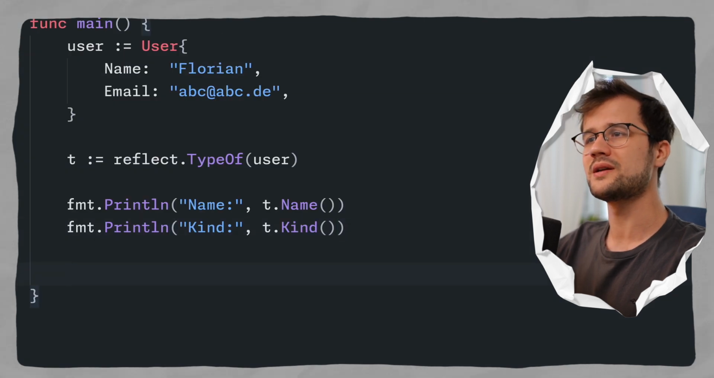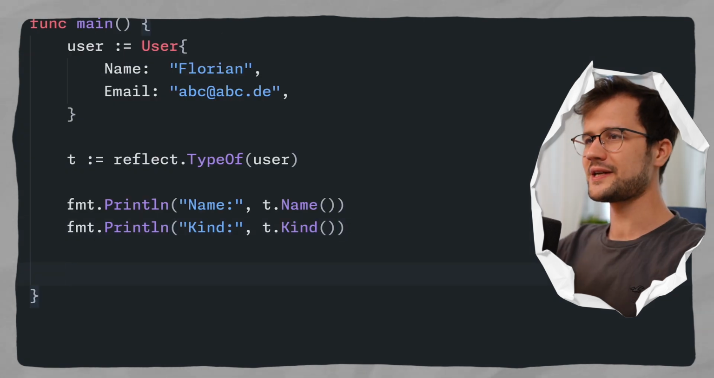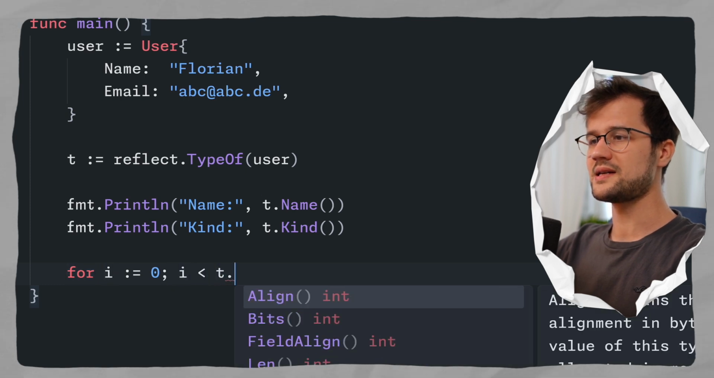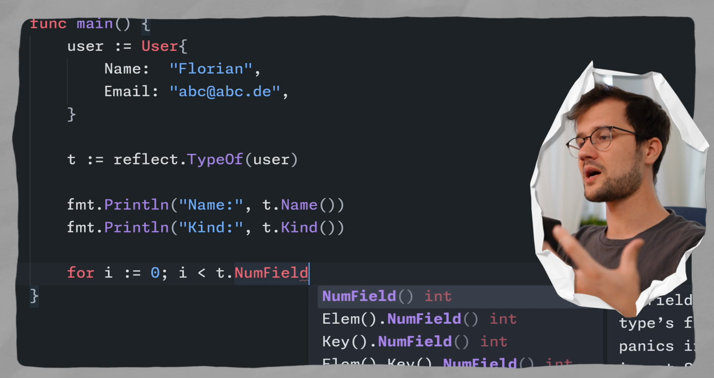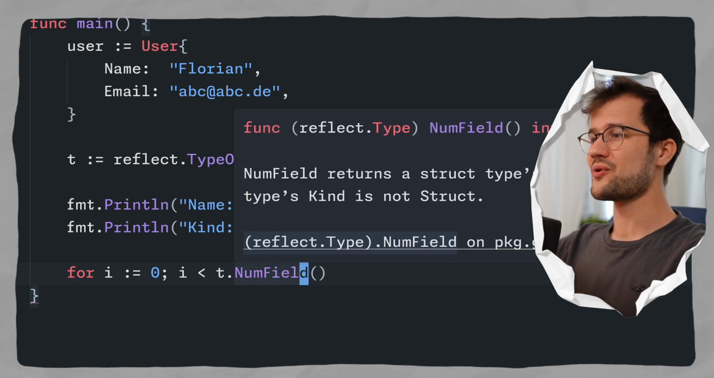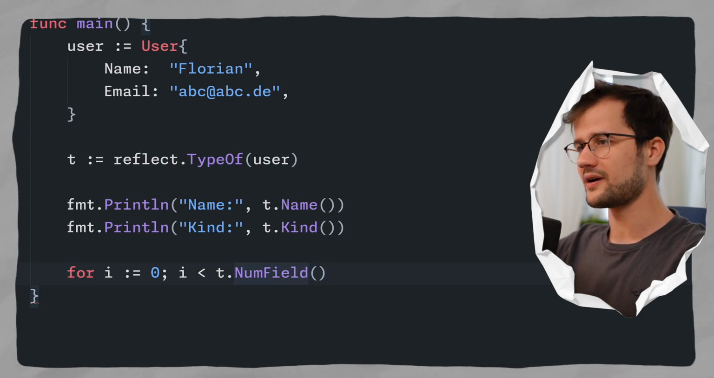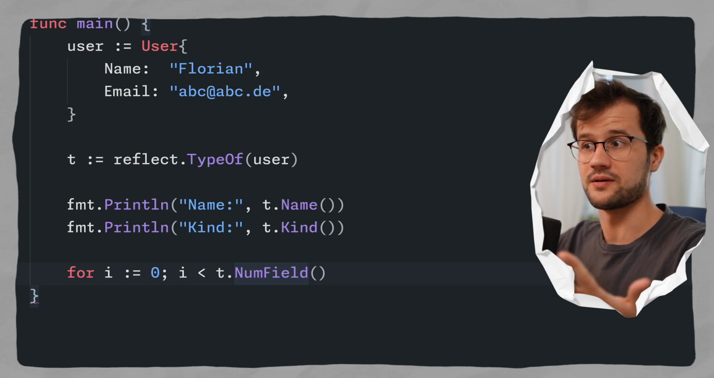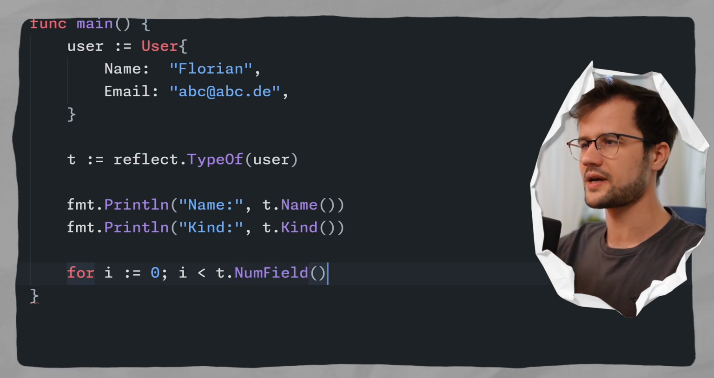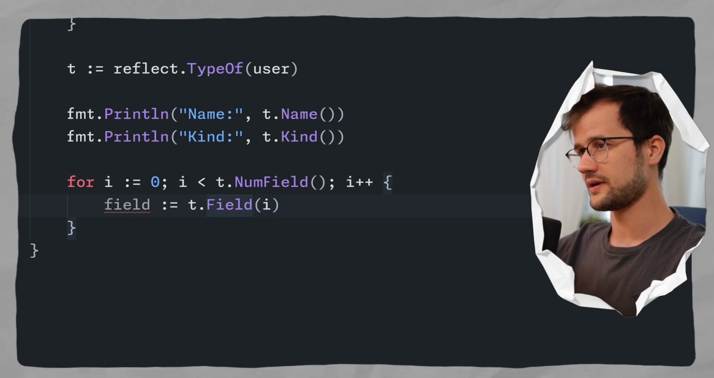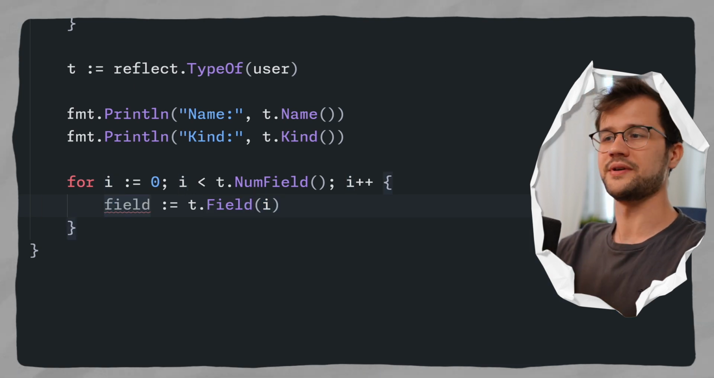Okay, that's cool, but how can we iterate over these values in our struct? To iterate over the fields of the struct, we can use a simple for loop. We initialize i with 0, then we check if i is less than t.NumField. NumField, as it says here in the documentation, returns a struct type's field count. Obviously this panics whenever the type is not a struct, but we are going to ignore this and just iterate over the num fields. Then we get the field by calling the Field function, which requires an integer parameter and returns the ith field in our struct.